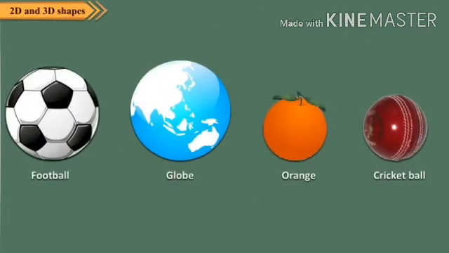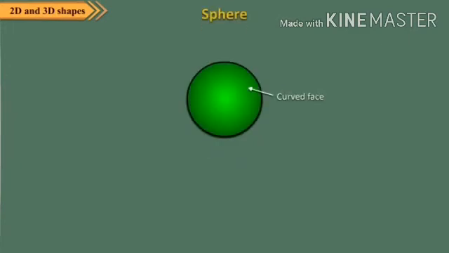Children, now take a look at the shapes of the objects shown here. Each one of these objects has the shape of a sphere. A sphere has 1 curved face. It has no vertex and no edge.